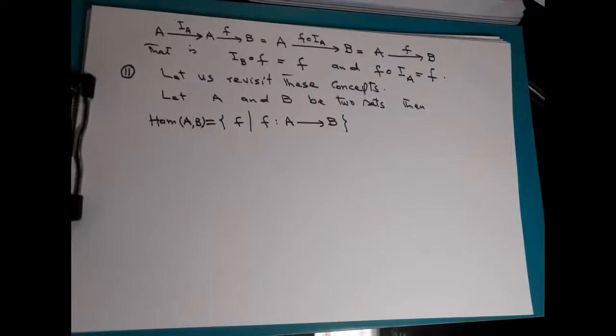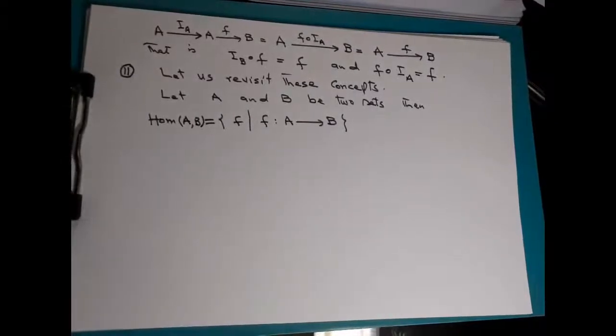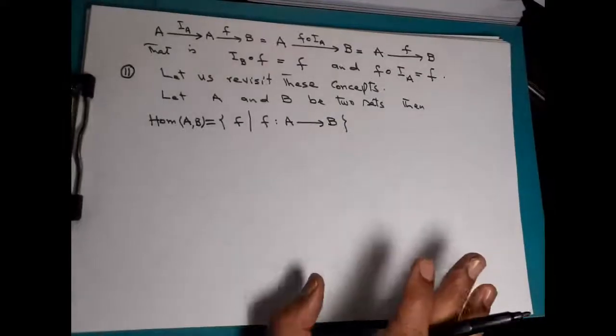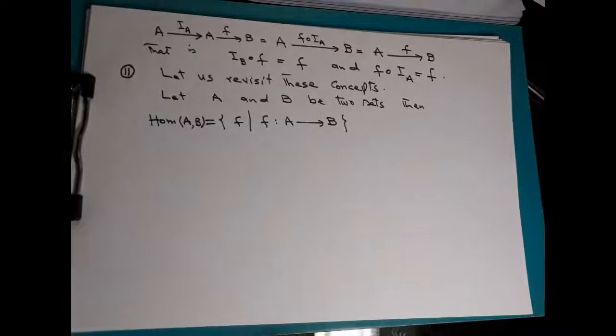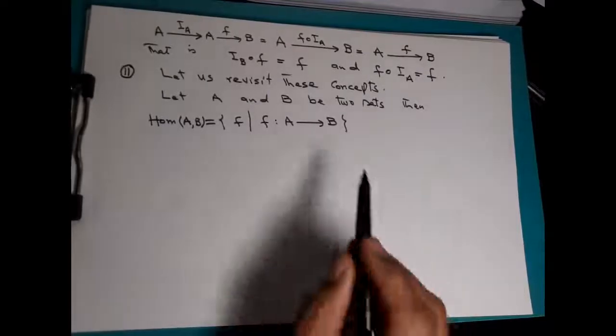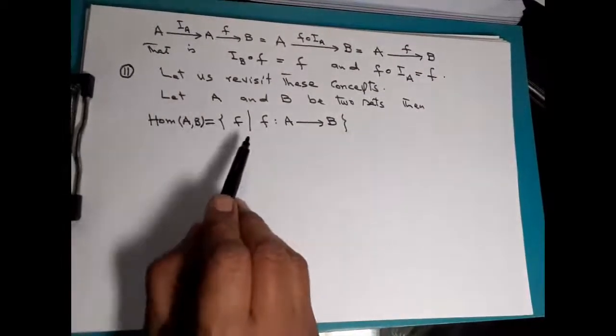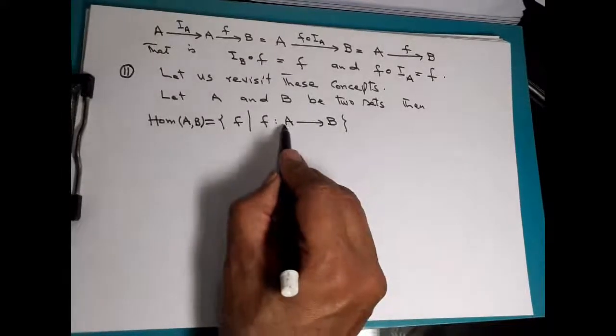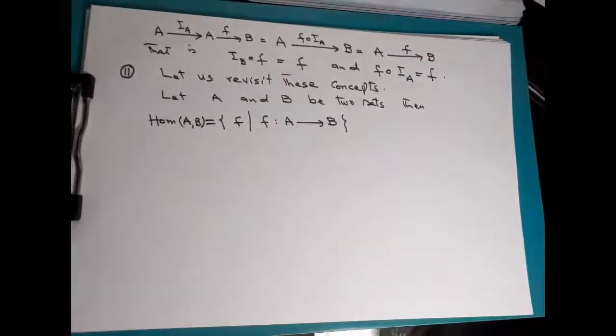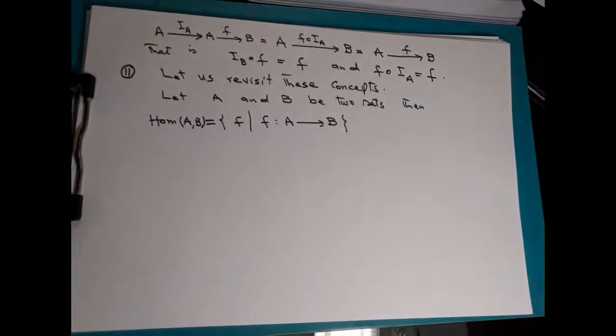Home, this phrase comes in fact from homomorphism. So home AB, where A and B are sets, means the set of all the functions from set A to set B, or the set of all the functions with domain A and codomain B. So this is our notation for the set of all the functions from set A to set B.